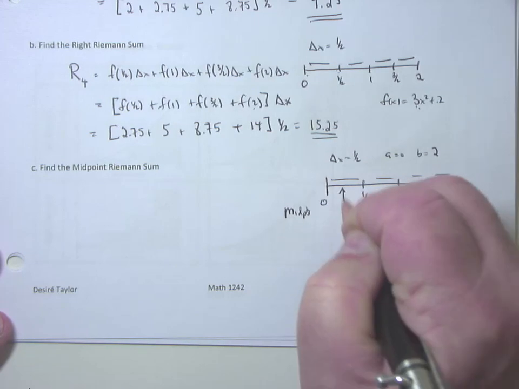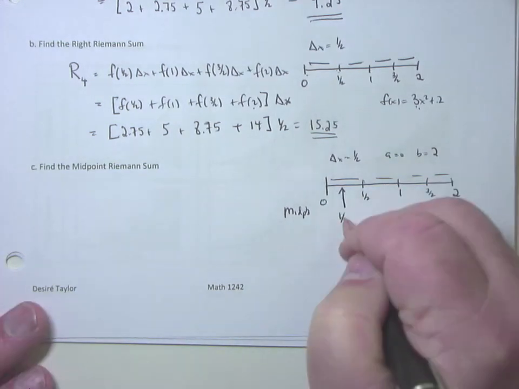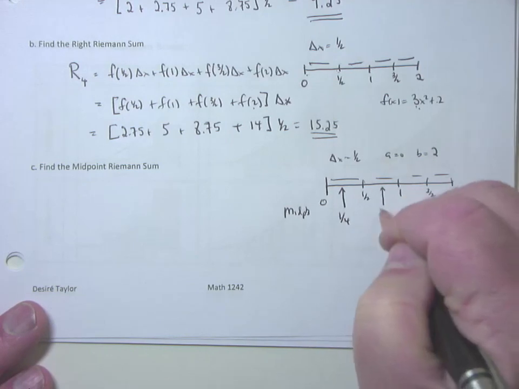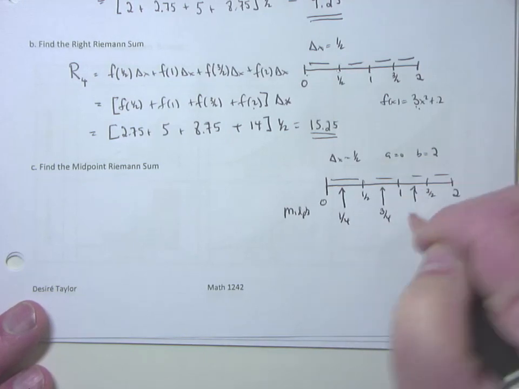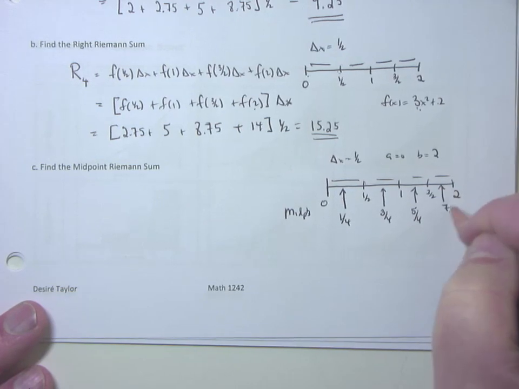So the midpoints, that's the numbers we'll be plugging into my function. Between 0 and 1/2 is 1/4. Between 1/2 and 1 is 3/4. Between 1 and 1.5 is 5/4. Catch a pattern here. Between 1.5 and 2 is 7/4.